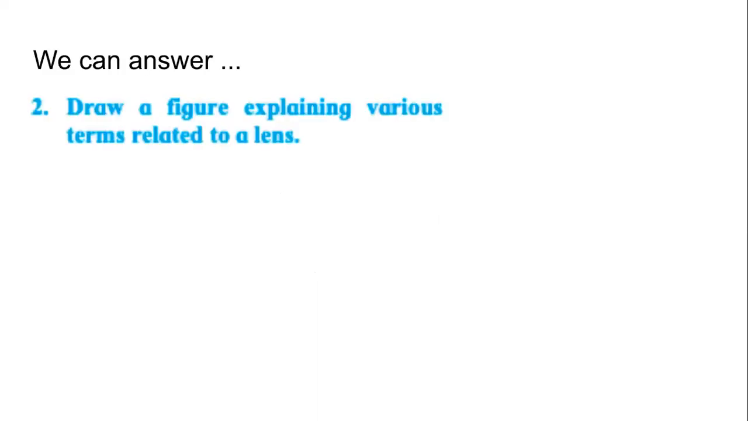We have already looked at the introduction. We revised what we studied last year, and we also revised what we studied in the last chapter. So in that context, there is one question in the exercise which we can already answer. It says, draw a figure explaining various terms related to a lens. Can you tell me what are these important terms that must be included in this answer? You can refer to the textbook and share what are the terms that we need to list here. And then I will tell you which figure we need to draw.